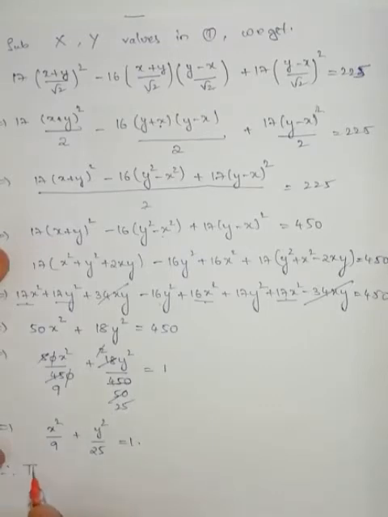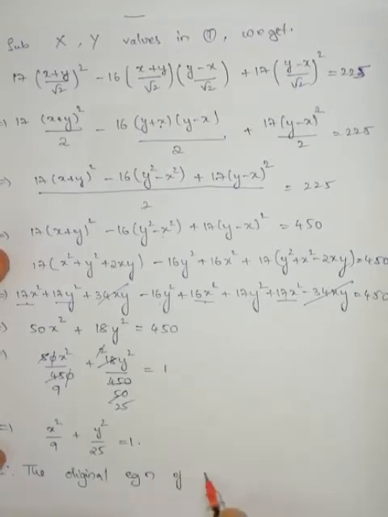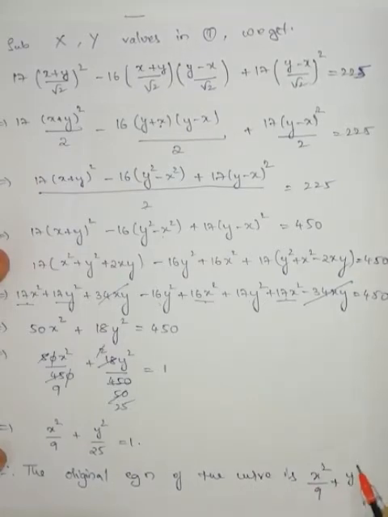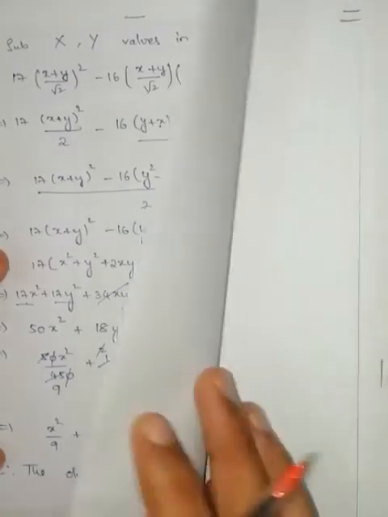Therefore, the original equation of the curve is x² by 9 plus y² by 25 is equal to 1. Next problem.